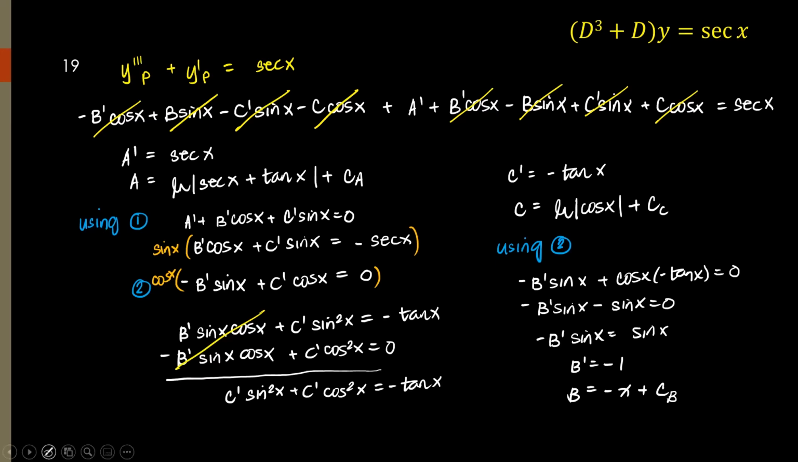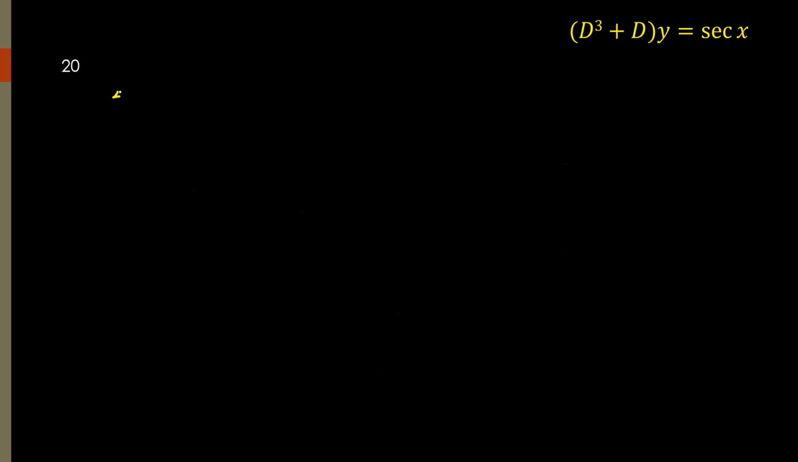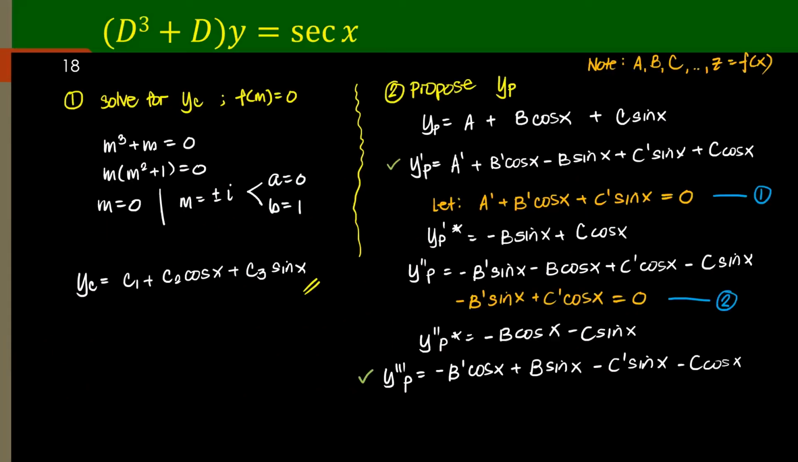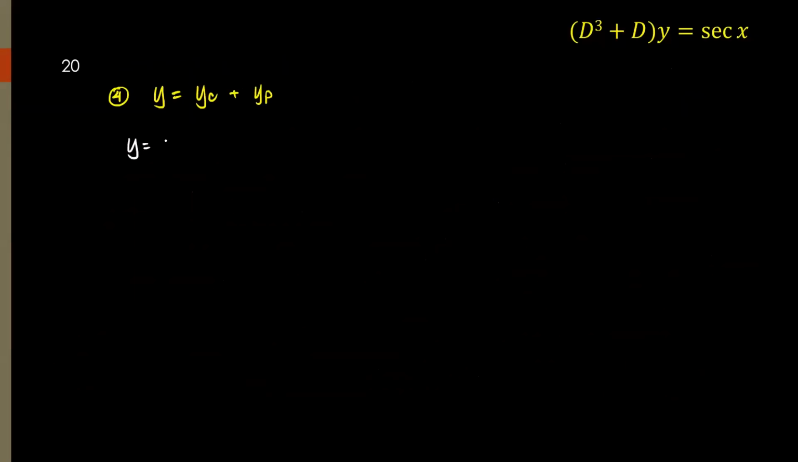This is actually your step number 3, solving for A, B, and C. And then lastly, of course, your step number 4, y is equal to yc plus yp. Now, what is your yc? In here, there's your yc, c1, c2, cos x plus c3 sine x. Now, what is your y sub p?